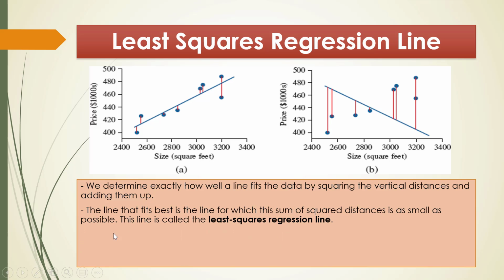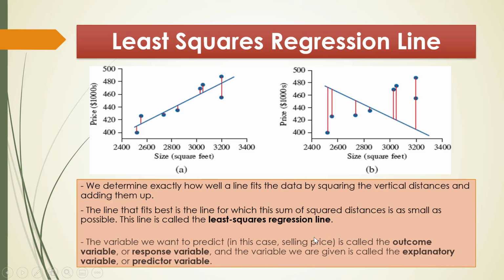And the line that fits best is the line for which the sum of squared distances is as small as possible. The line is called the least squares regression line. So after we square the vertical distances and add them up, the line that gives the smallest answer is the best line, and it's called the least squares regression line.